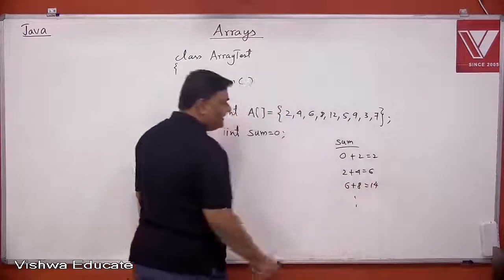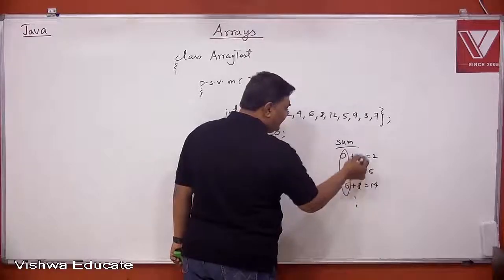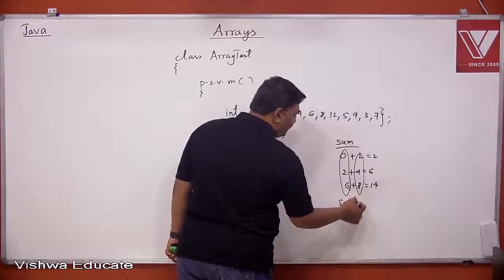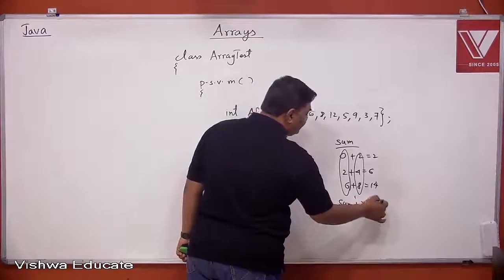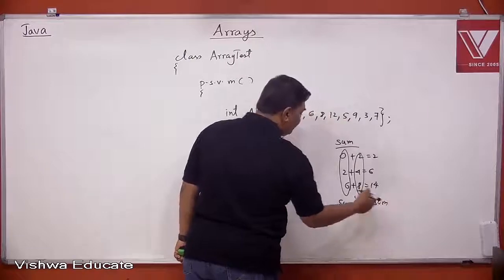So in this way, I have to go on adding. Whatever the sum value is, you add the element to it and store the result in sum again. So we get a new sum.